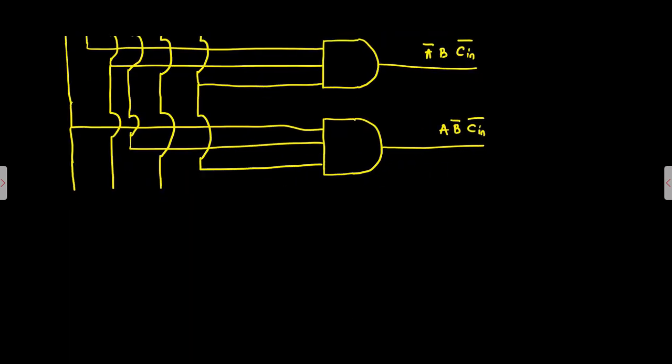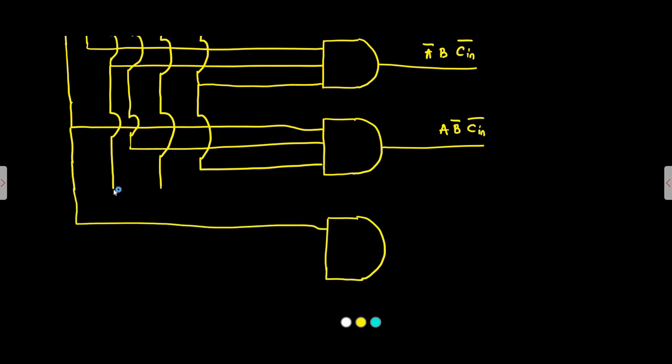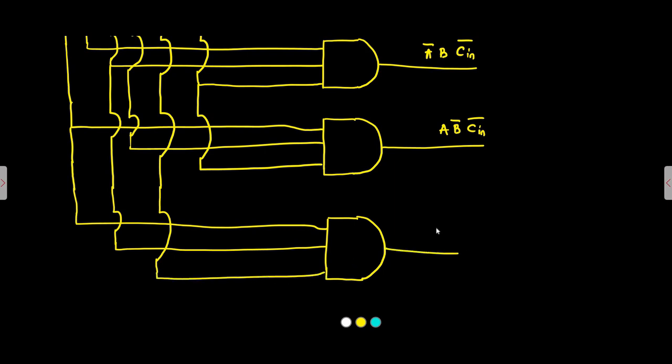So another AND gate, a 3 input AND gate. So we have first A, then B, then C. So we have A, B, C. Now finally we have to OR them together. So again we have to use a 4 input OR gate.